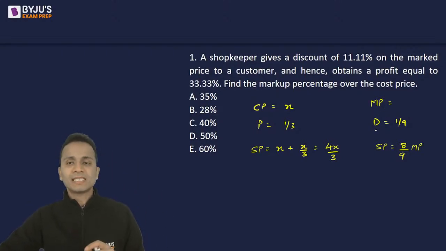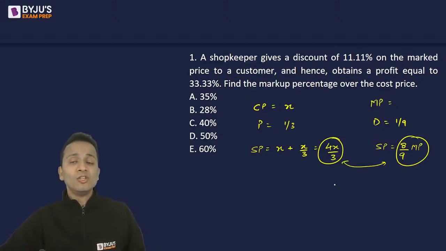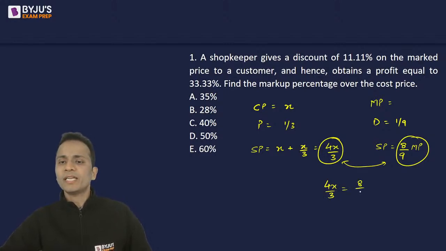So MP discount is 1 by 9. So selling price will be equal to mark price minus 1 by 9 of the mark price. That will give you 8 by 9 of the mark price. So this is the selling price. This is also the selling price. If I'll equate these two, I'll get the value of mark price in terms of X. So 4X upon 3 can be equated to 8 upon 9 times the mark price.